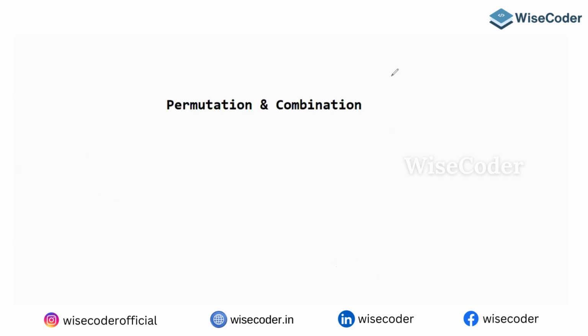Now we'll see the selection part, how the selection will come into the picture. We have seen the permutation thing now, so next we'll see the combination. What is the combination?